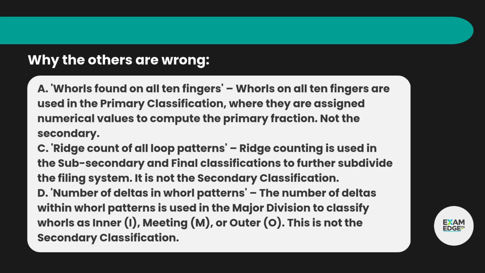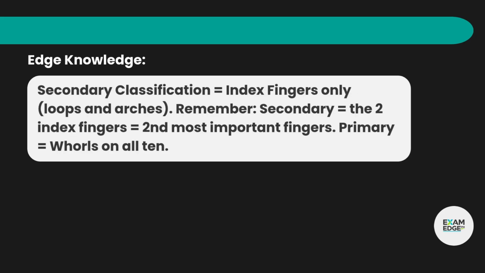D. Number of deltas in whorl patterns. The number of deltas within whorl patterns is used in the major division to classify whorls as inner, I, meeting, M, or outer, O. This is not the secondary classification. Edge knowledge. Secondary classification equals index fingers only, loops and arches. Remember, secondary equals the two index fingers equals second most important fingers. Primary equals whorls on all 10.